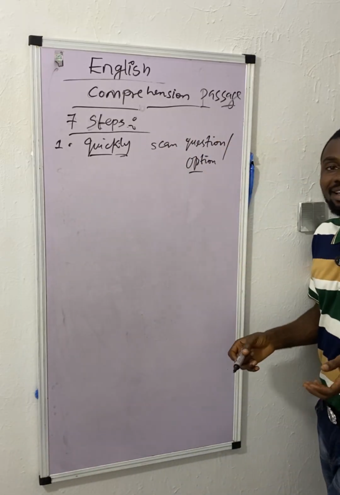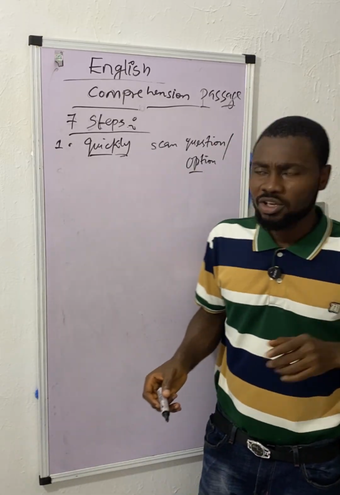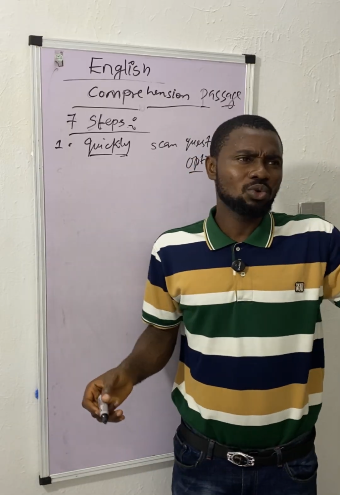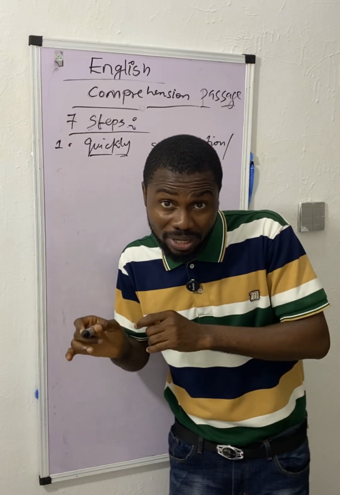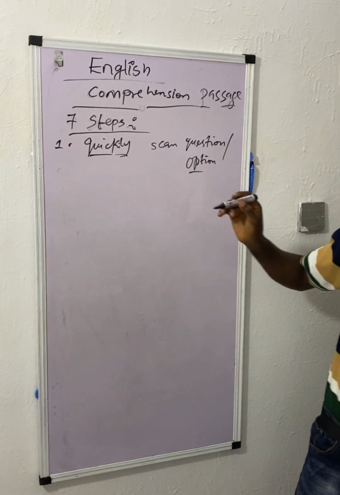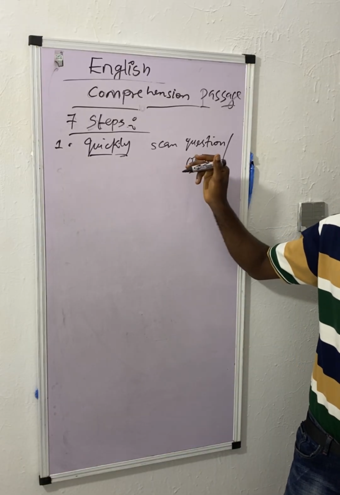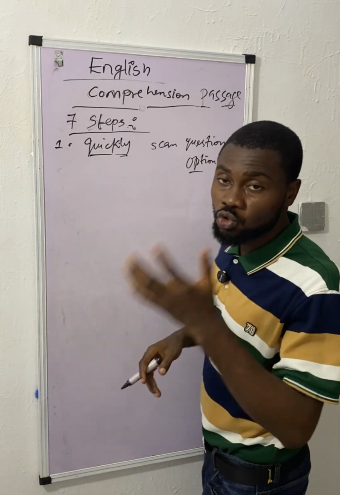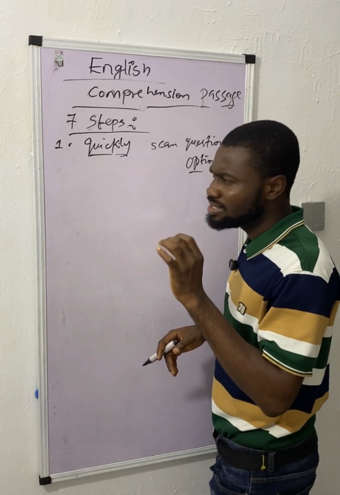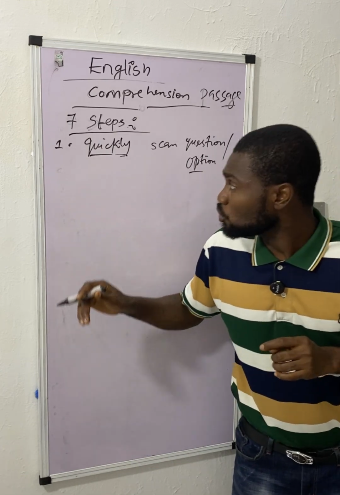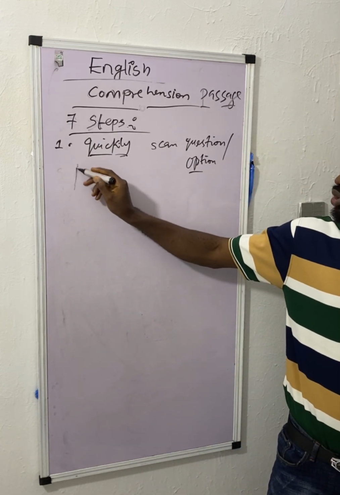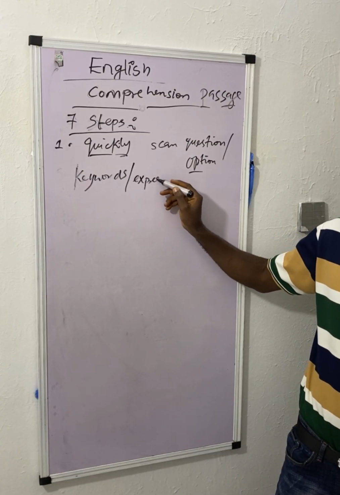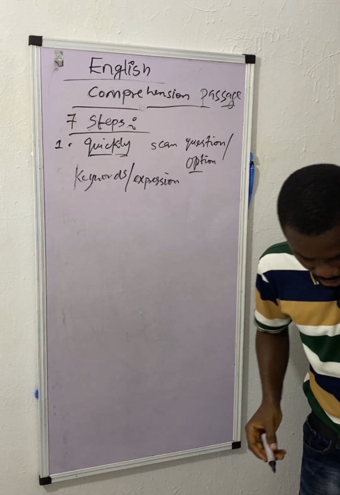It orients you. It tells you where things are located, so that when you are reading the passage, you will say, I once saw something like this here. I think I should go and look at that question, that option, because you already know the orientation. To some extent, you are equipped. How do you quickly scan through the questions and the options? It's easy. As you scan through, look out for certain details, like, for example, keywords and expressions. So you are looking out for what? Keywords and expressions.